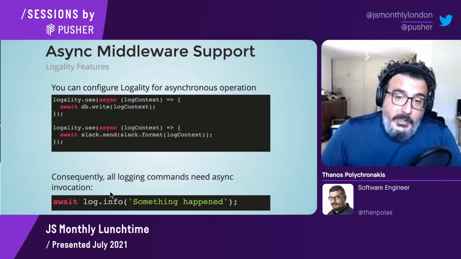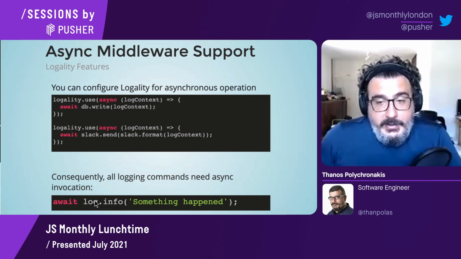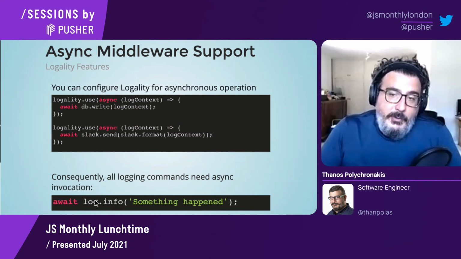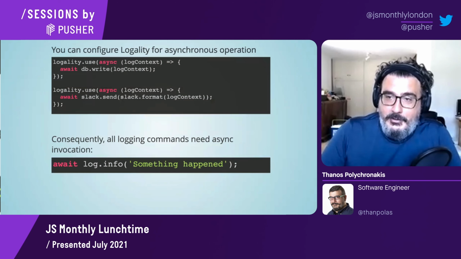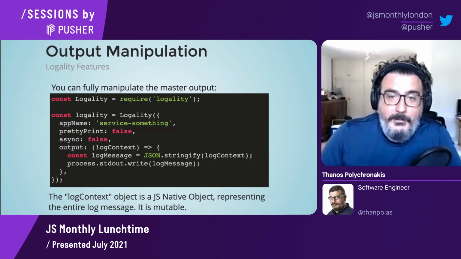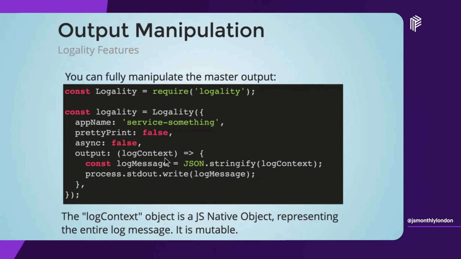Naturally, that means that you're going to have to invoke all of the log messages with await. Yeah, you're going to have to, because they execute asynchronously, it's required that you await them. The keyword is await, to make sure that everything executes properly. And last but not least, you can interject on the master output.